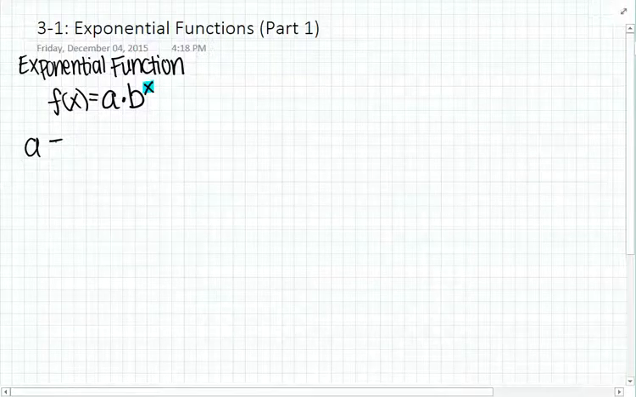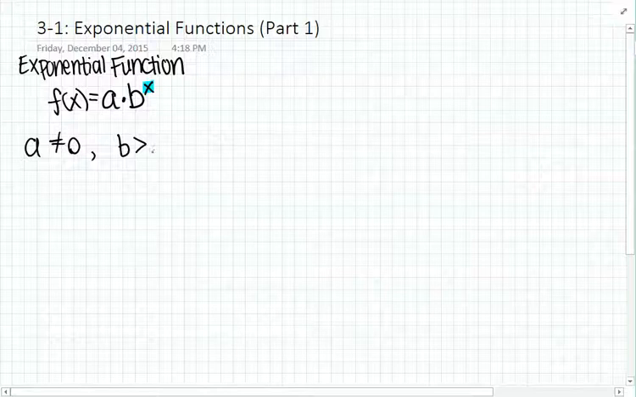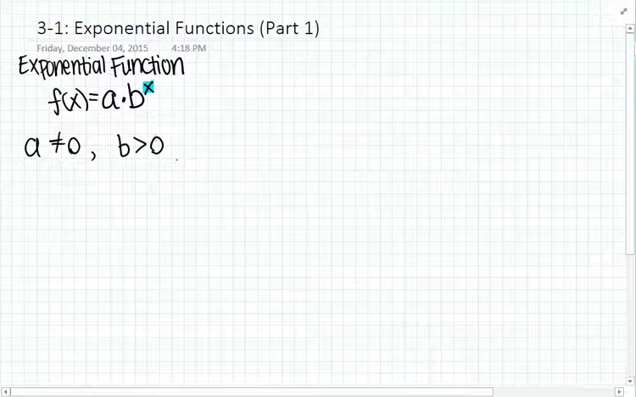There are some important things that have to go along with this function, such as the a. The a value cannot be 0, otherwise you don't have a function anymore. That would just cancel everything out. The b value must be greater than 0, so it can't be 0 either. In other words, it can't be negative. And the other thing is that b cannot equal 1. Because if you think about it, if you have a 1 here, no matter what value of x is here, you're just going to get the same thing. It's going to be a line, basically, which isn't what an exponential function should be.